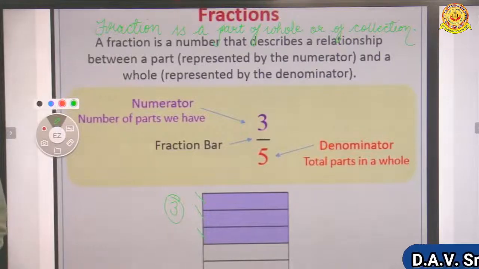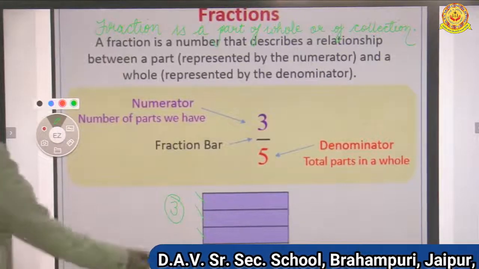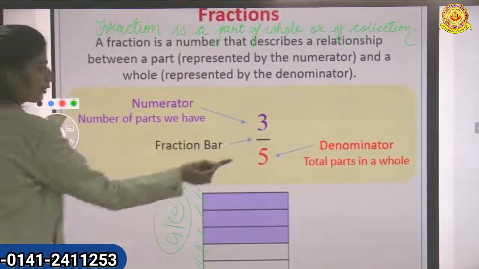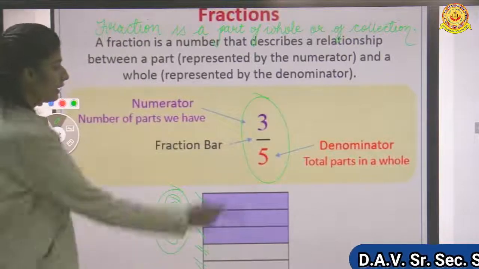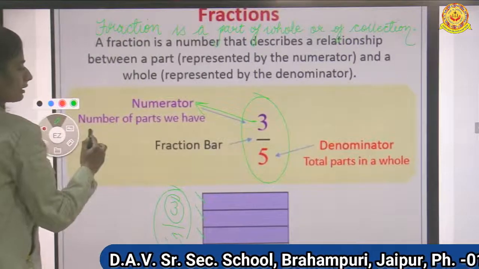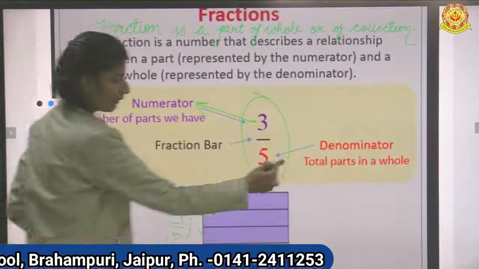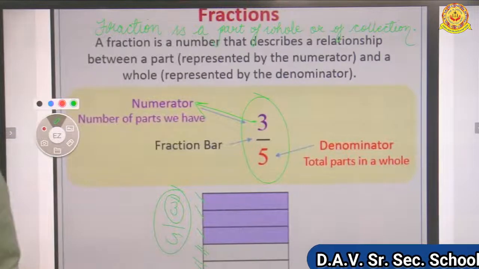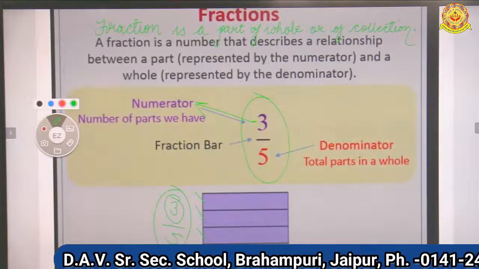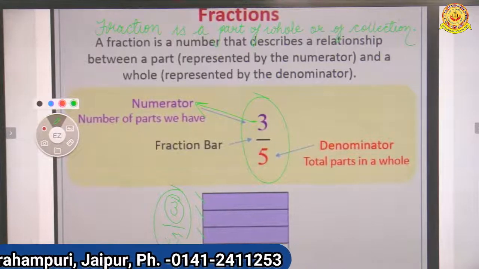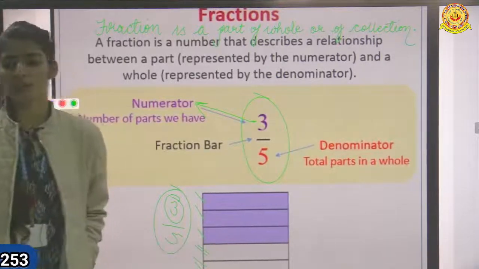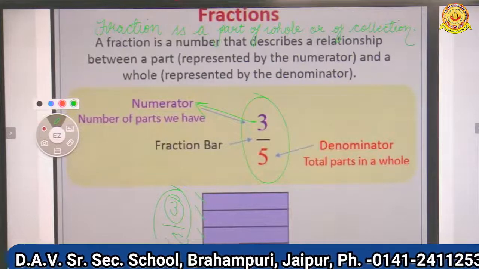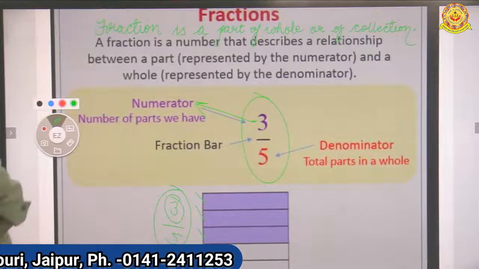Out of how many parts? Out of 5 parts. 1, 2, 3, 4, 5. So out of 5 parts, 3 upon 5 we have here. 3 is the numerator. Numerator means the number of parts we have. 1, 2, 3. And 5 is the denominator, meaning total parts in a whole. How many parts do we have in the complete whole? 5 parts. Okay. And one thing, the numerator and denominator are separated with the help of the fraction bar. This is said to be the fraction bar.